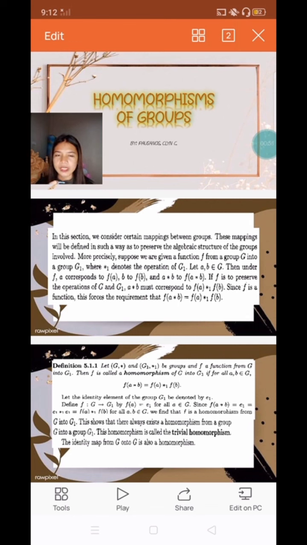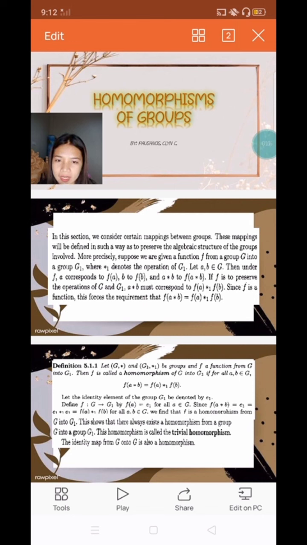My topic for today is all about homomorphisms of groups. So in this section, we consider certain mappings between groups. These mappings will be defined in such a way as to preserve the algebraic structure of groups involved.